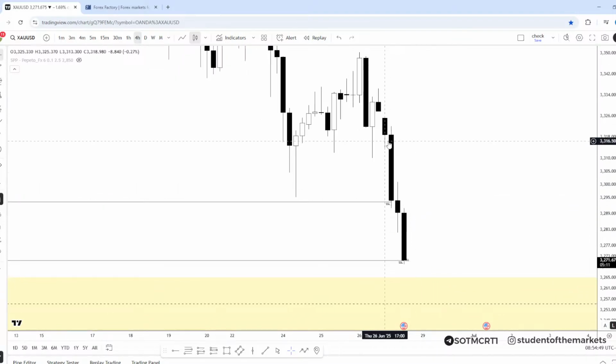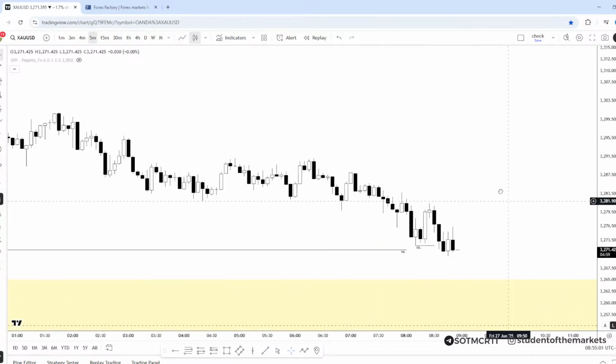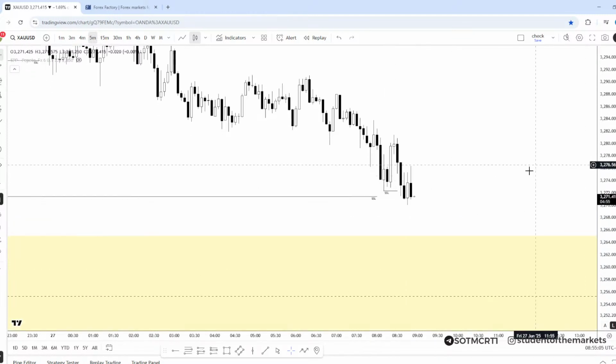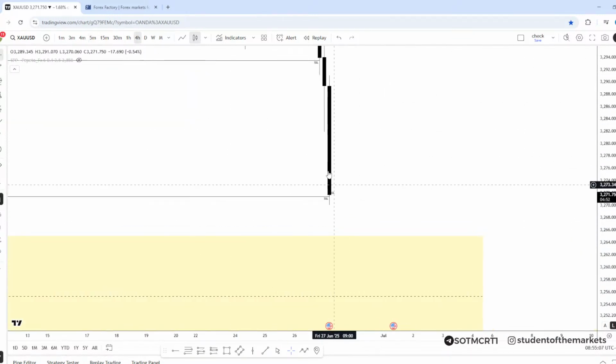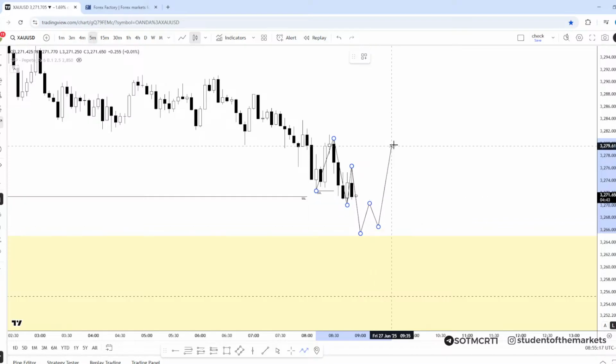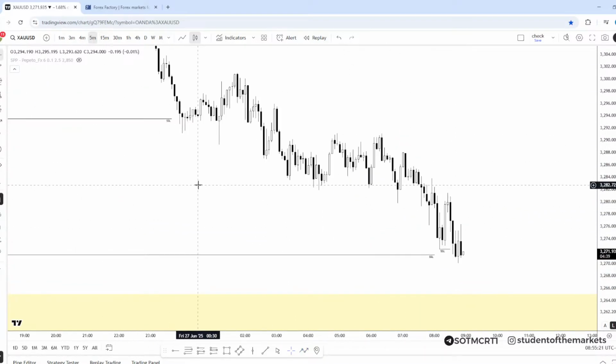Because sometimes, you know, London and New York can just close inside the Asian range, and then this candle can just sweep either side of liquidity, and then potentially move to the opposing side of the range. So, waiting for this 4 hour candle closure, and then we'll see if price can create some sort of structure on the 5 minute, like it did yesterday.